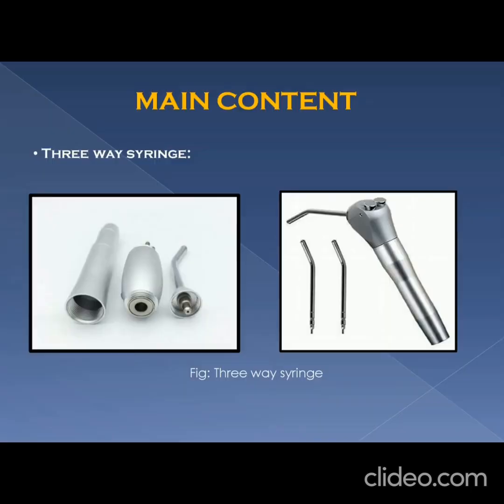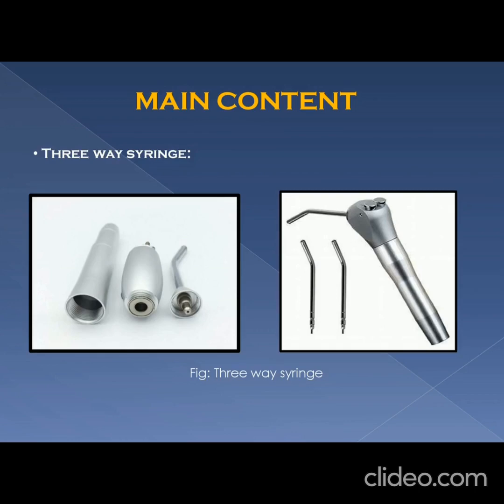Main content: three-way syringe. The three-way syringe is a handheld mechanical instrument used to perform a variety of common dental procedures, including removing dirt from teeth, and it is generally made up of stainless steel. It consists of a small pipe inserted in its front from where water and air pass. That pipe can be replaced as per our needs.